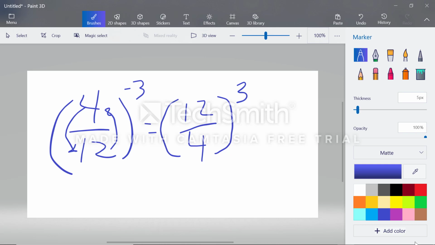So if you ever have a fraction that is to the negative exponent, negative power, you're going to have the reciprocal of that fraction to the positive exponent, all right? So I flip my fractions, numerator and denominator change places, which then allows and causes my negative power to become positive. All right.